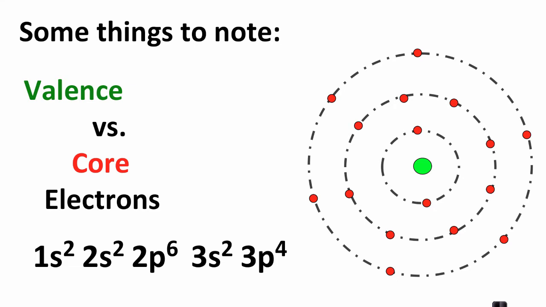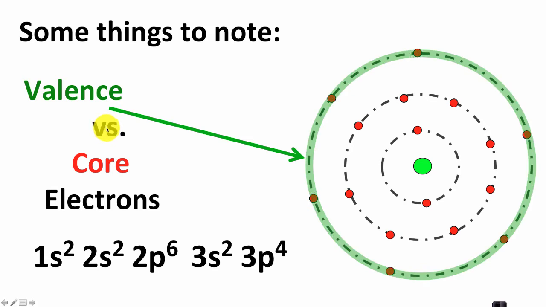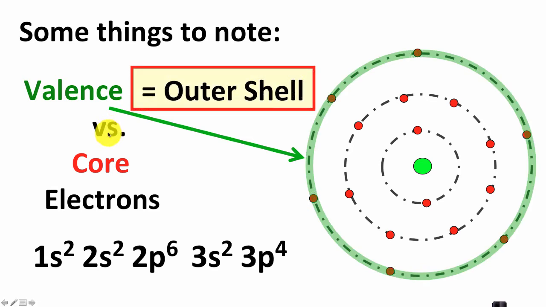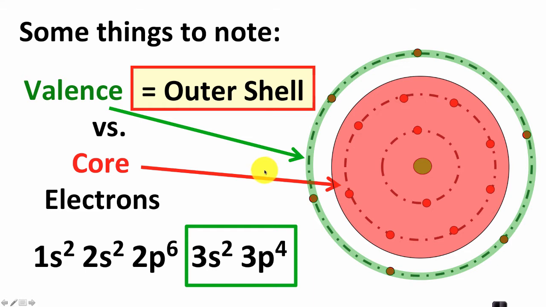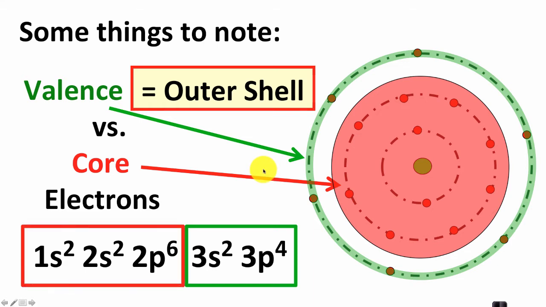Now, a couple other things to note. As was alluded to earlier, there's a difference between what are called the valence electrons, which are the electrons in the outer shell, and that's where all the chemistry typically is going on, versus the core electrons, which are all the electrons that are inside, so to speak, the valence electrons. So for sulfur, the valence electrons would be all of those in the third energy level, because that's the outer energy level or outer shell.